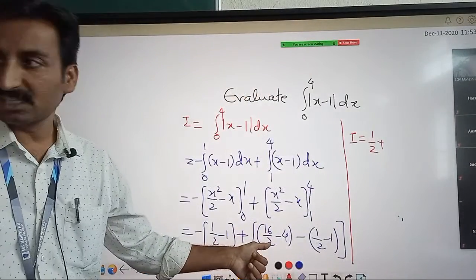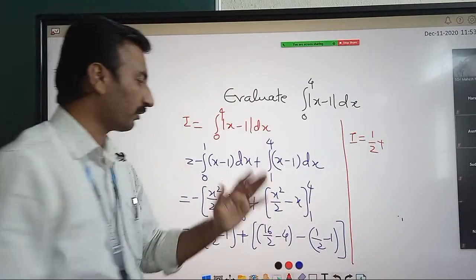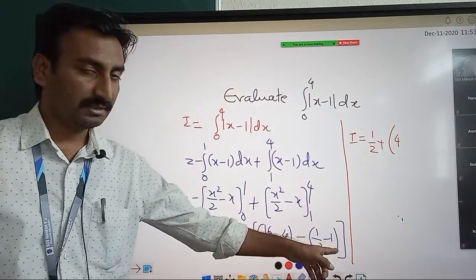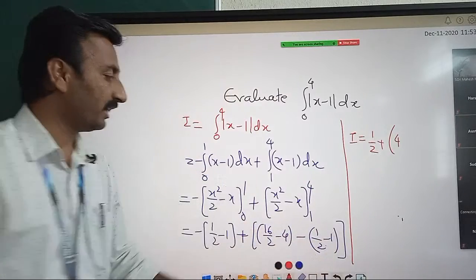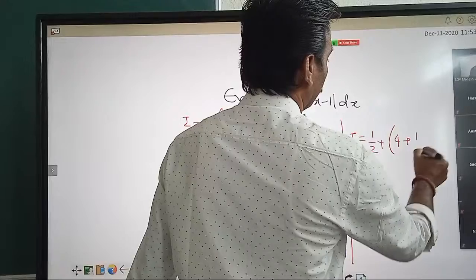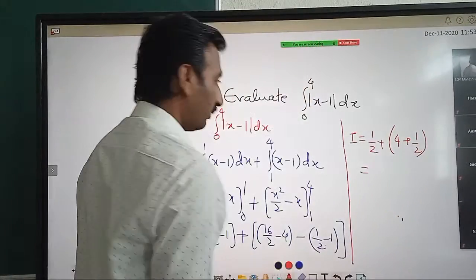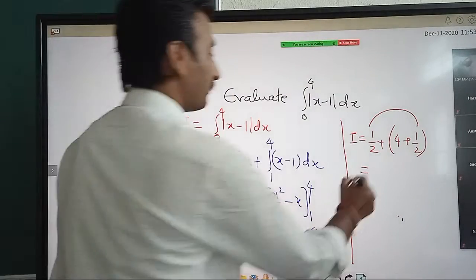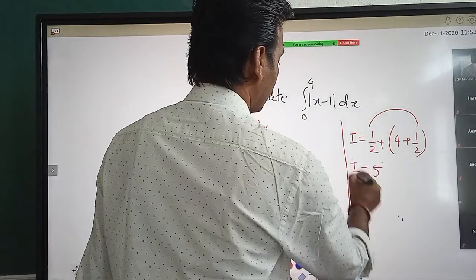16 by 2 is nothing but 8. 8 minus 4 is 4. So it is 4. Then minus of 1 by 2 minus 1, which is minus 1 by 2, minus it is plus 1 by 2. Correct? So if I add, look at this. 1 by 2 plus 1 by 2 is 1. 1 plus 4 is 5. So the answer is 5.